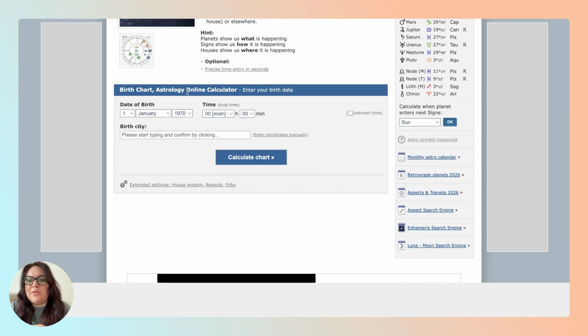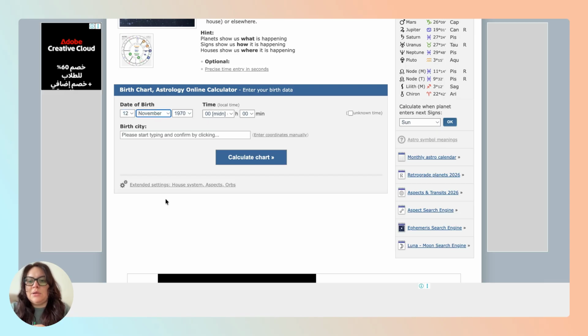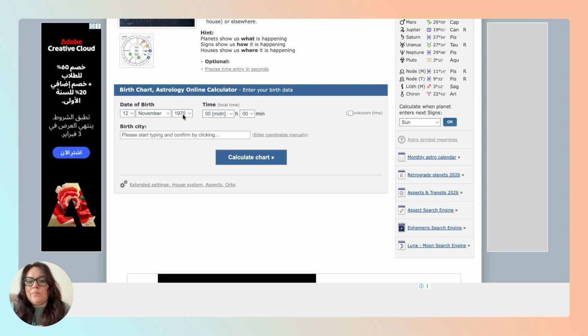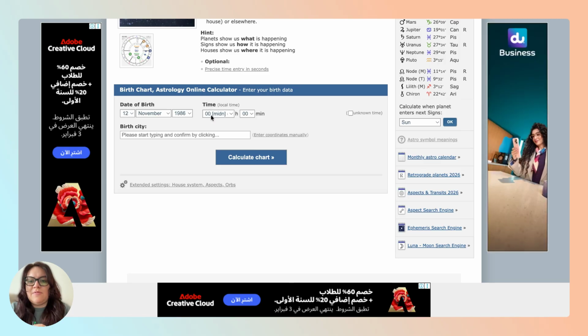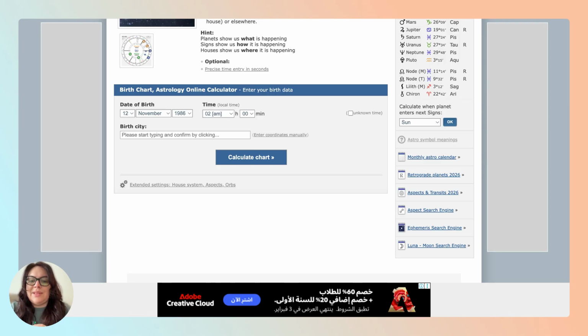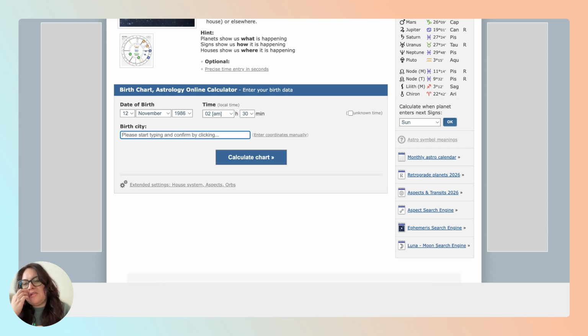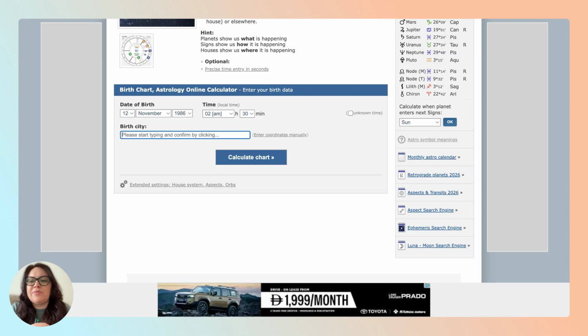So here in the birth chart, we are going to type the details. I'm going to add mine, okay? So, in the date of birth, day, month, year, the timing is very important. Without a timing, you won't be able to download the houses. So, you will only have the planet placements, but there is a high chance of the moon not being in the correct position because the moon moves super fast.